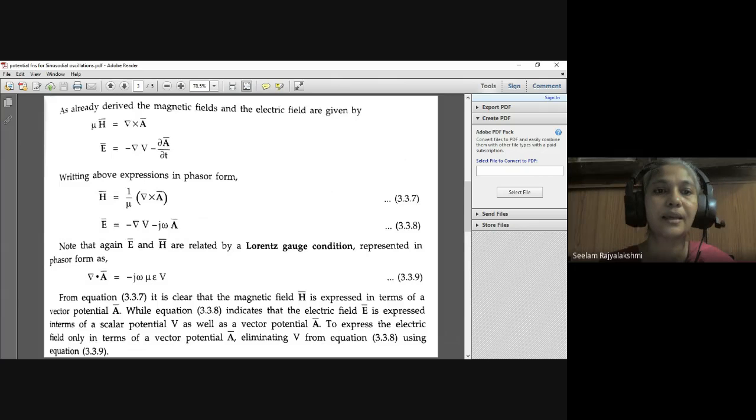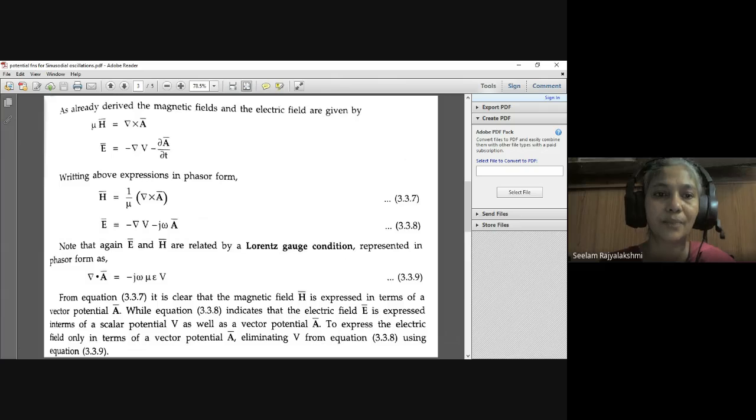And note that again E and H are related by the Lorentz gauge condition, represented in phasor form as ∇ · Ā is equal to minus jωμεV. So this is equation number 9. So this is the relation. Again, these two are related by the Lorentz gauge equation in phasor form.